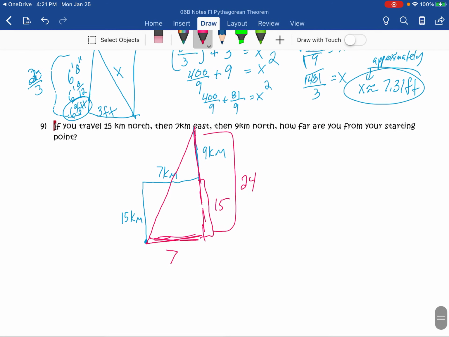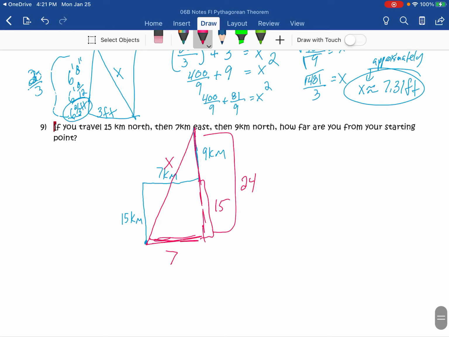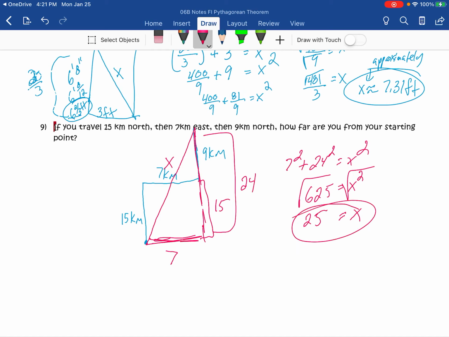And so we want to know how far you are from your starting point. So I'm going to say this is x. So this is going to be 7 squared plus 24 squared is equal to x squared. So that's going to be 625 is equal to x squared. We take the square root. X is equal to 25.